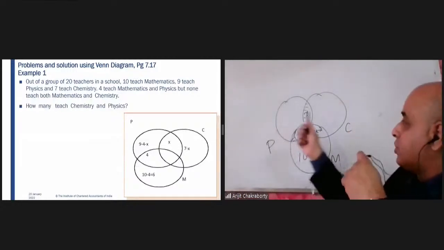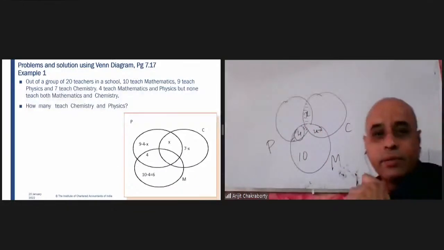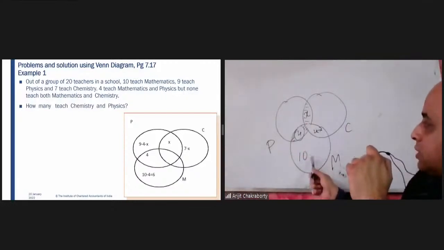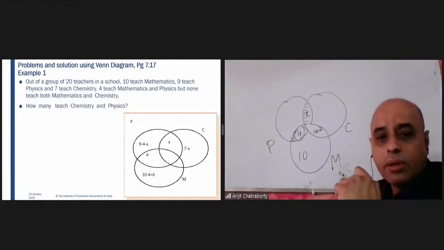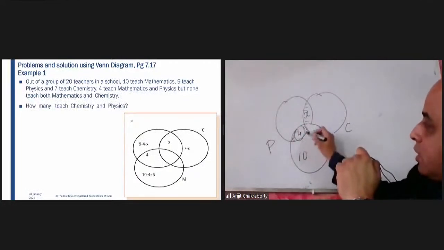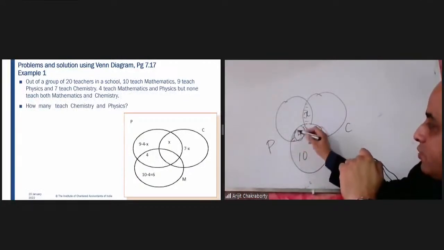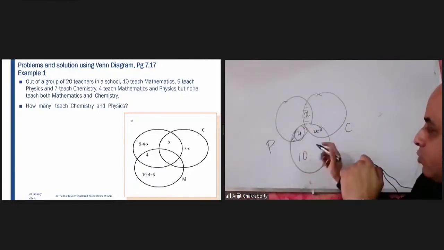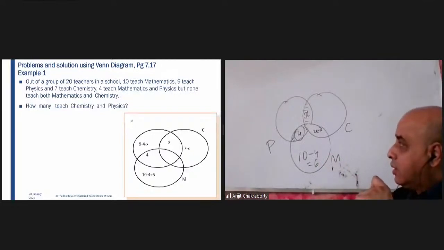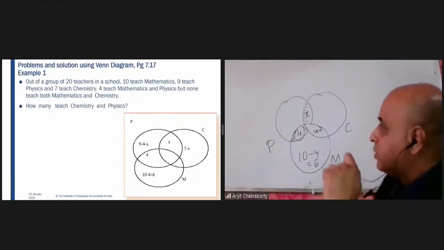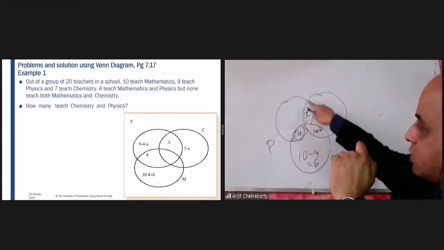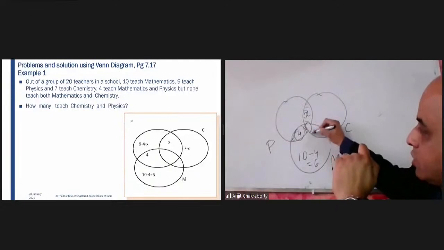Okay, so you can easily understand that if this is physics, chemistry and mathematics, and X teachers are teaching both physics and chemistry, and it is given that 4 teachers are teaching mathematics and physics, physics and mathematics, we have 4. So if this total is 10 and this part is 4, then this white portion is 10 minus 4, that is 6. Now we will add up. Now let us see, this part is 4 and this part is X. This is 0. This is 0. This circle.